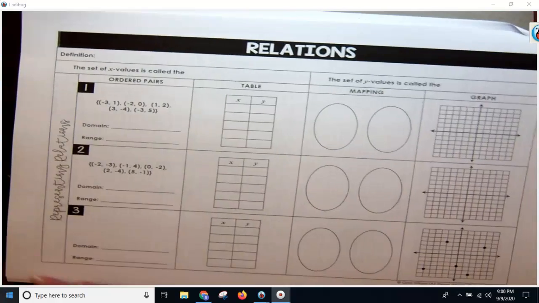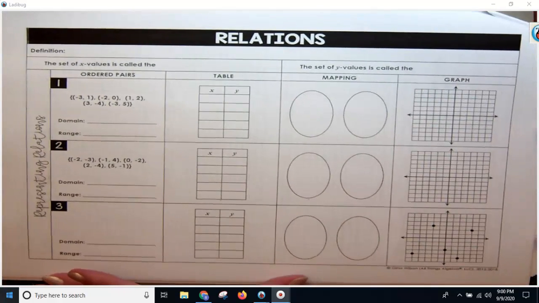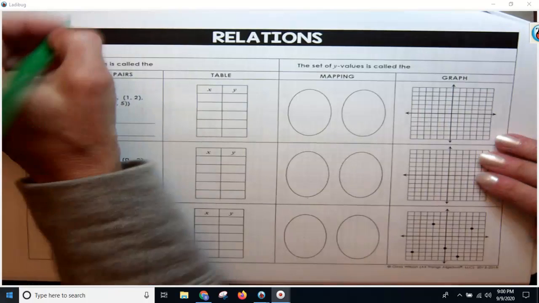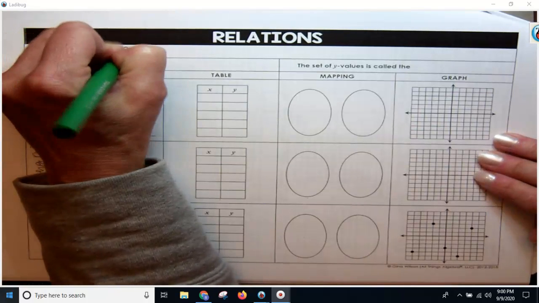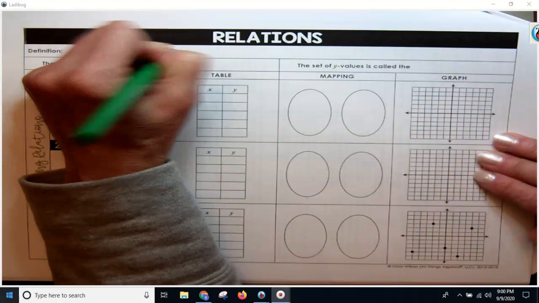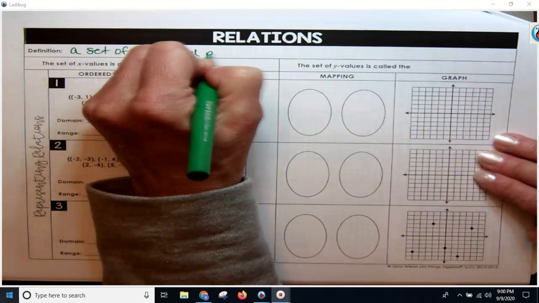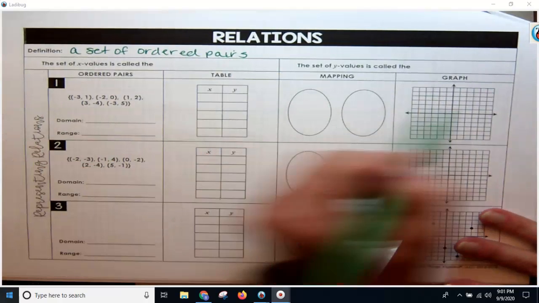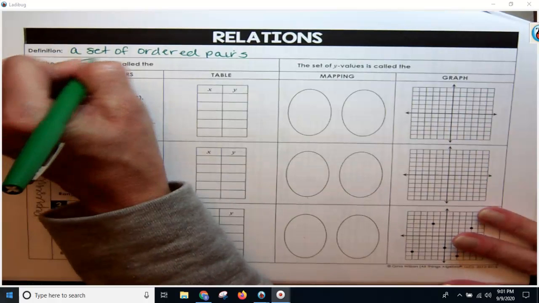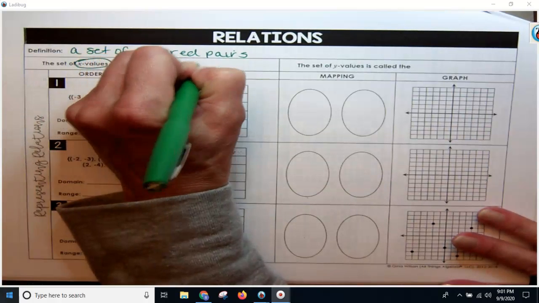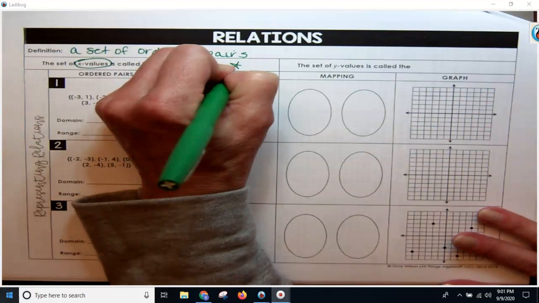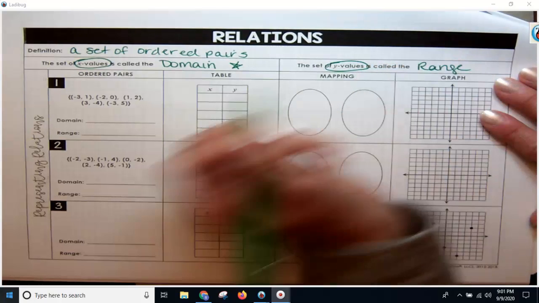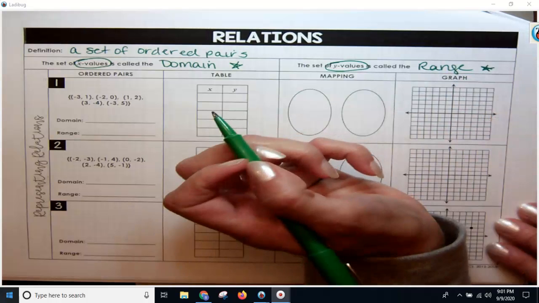So when we have relations, flipping over to this page, we want to make sure that you understand that a relation is basically just a set of ordered pairs. And it can be represented in any 4 of these ways. The x values are your domain. So important. And your y values are your range. All right, so just keep that in mind.